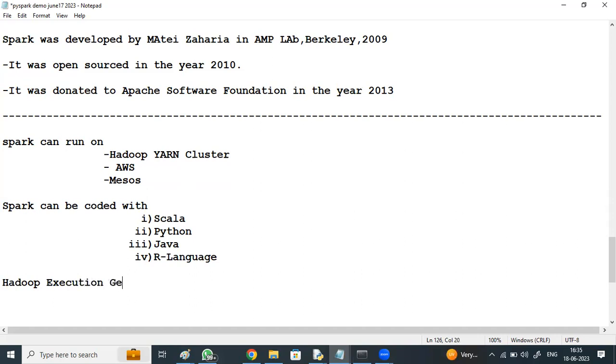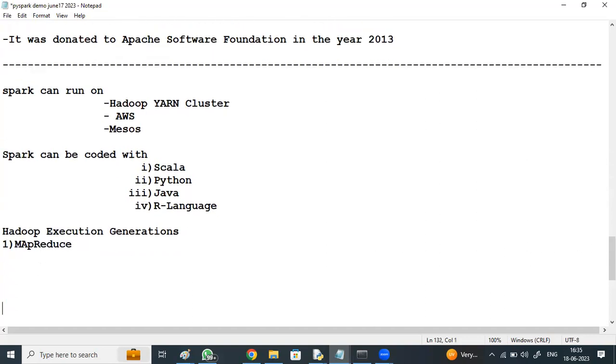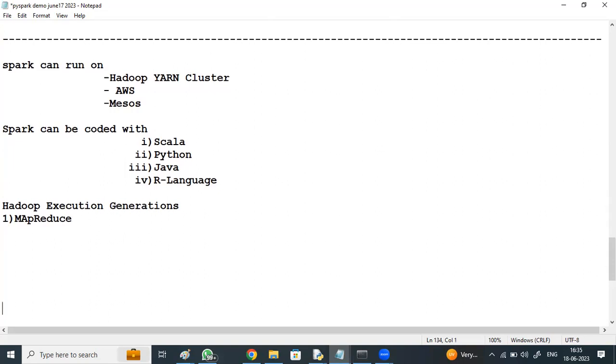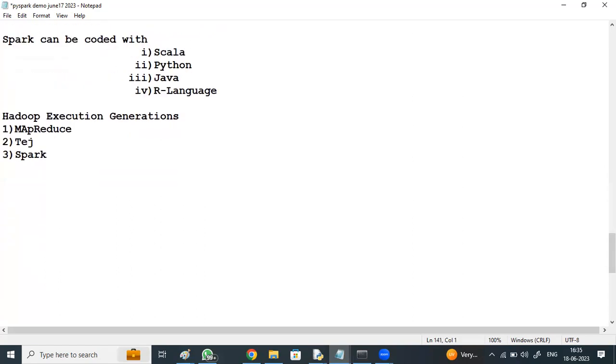If you talk about the Hadoop execution generations, you know about MapReduce. It was king in the market, especially from 2010 to 2017-18. It was a hot cake in the market, but it got outdated because of huge coding. Secondly, we have Tez, and third, Spark.